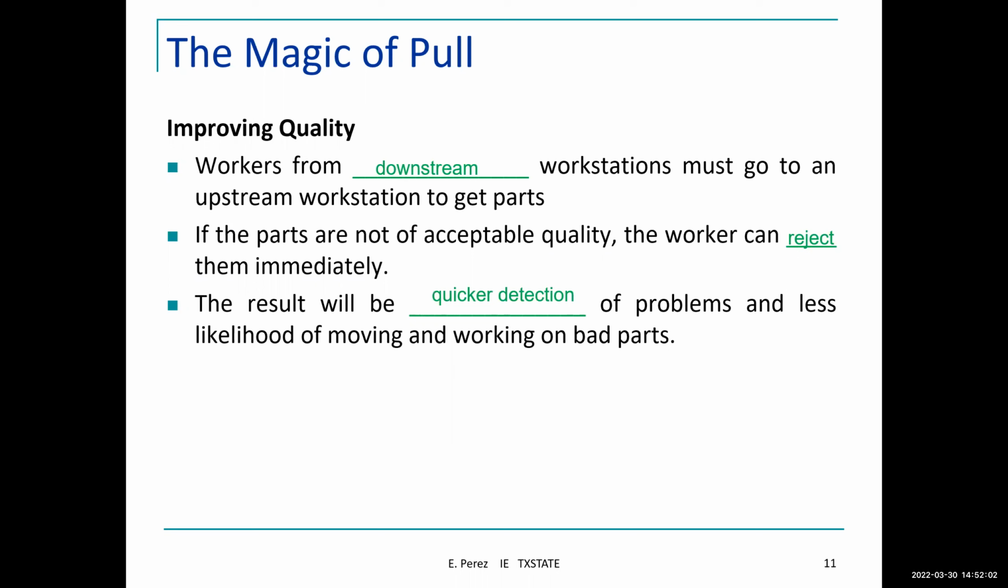The result will be a quicker detection of problems and less likelihood of moving and working on bad parts. If you think about the push process, you have all these parts going into each machine, so you have a large amount of them. There's no way for you to inspect all these parts once they get into your station, right? So you have this mountain of parts. It's impossible for you to go check all of them. But if you have this limited width, you know that you're getting these parts from the station. You want to make sure that those parts are good before you move them to your station.